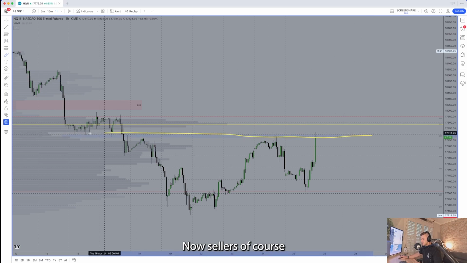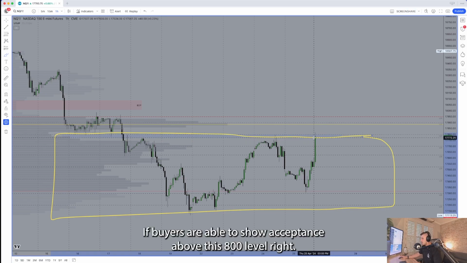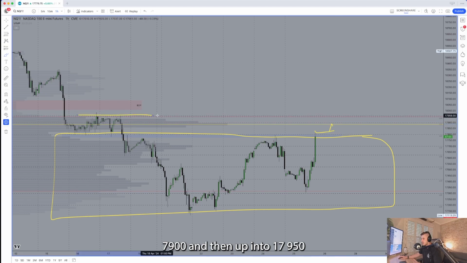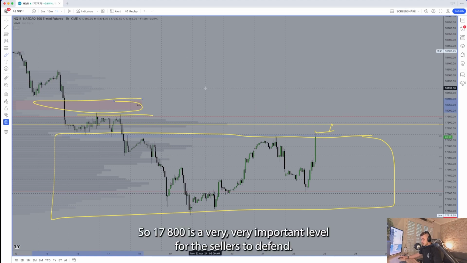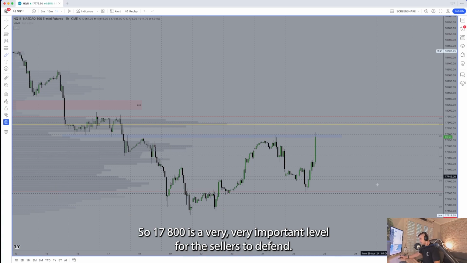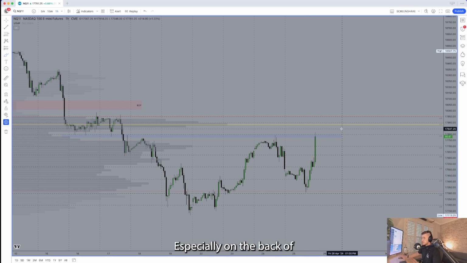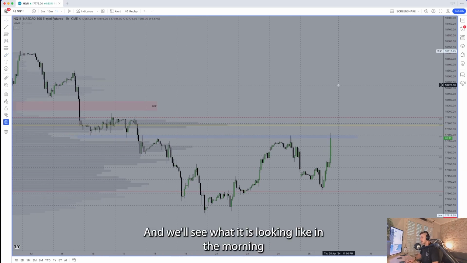Now, sellers, of course, like I said, they want to maintain price below this pivot point. If buyers are able to show acceptance above this 800 level, we'll be looking at a test of last week's volume point of control right through here, 17,900, and then up into 17,950 and potentially the prior daily time frame breakdown point. So 17,800 is a very, very important level for the sellers to defend. We do have incredibly strong action today, especially on the back of those Microsoft and Google earning reports. So let's see how price continues to build out versus this key pivot, and we'll see what it is looking like in the morning.